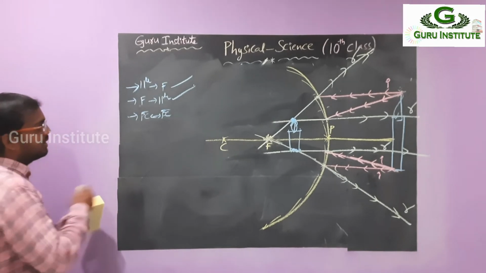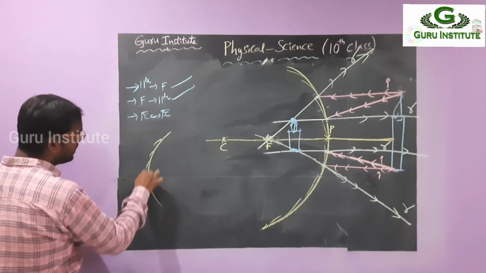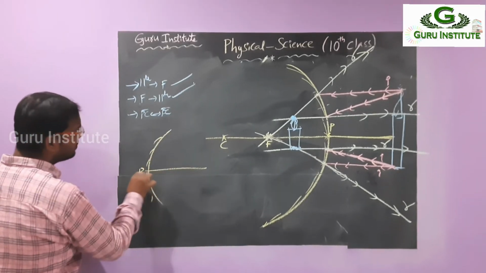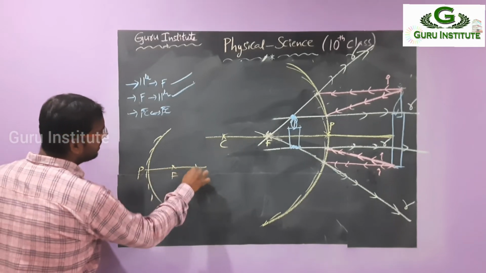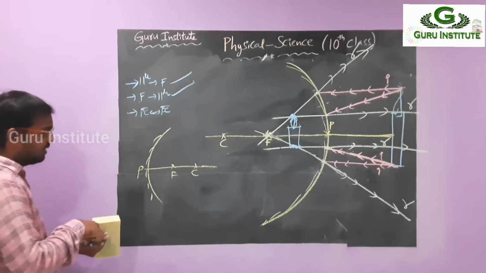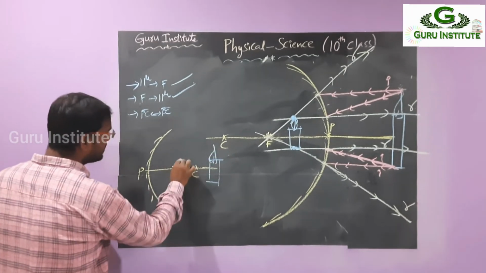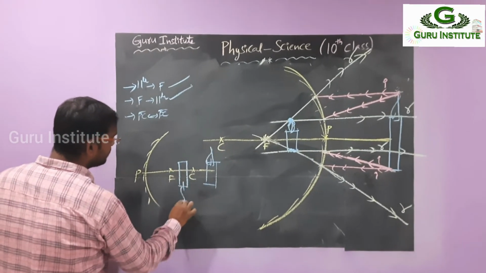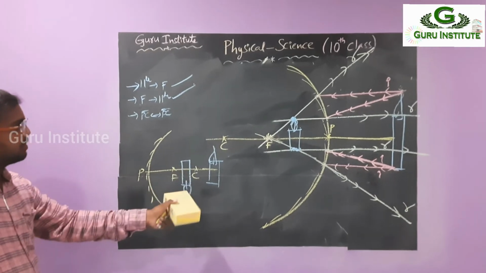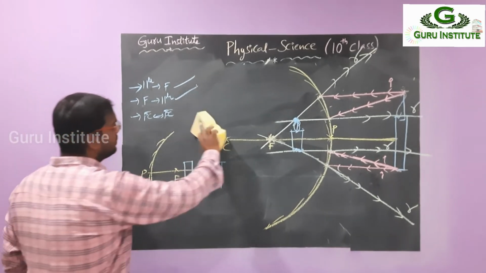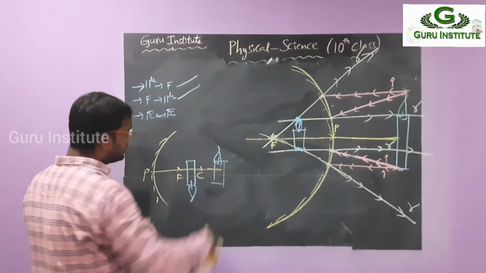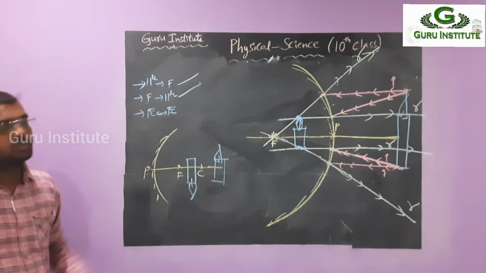I am drawing the rough diagram here. Concave. How do you get concave? This is the pole, focus, center of curvature. We are taking the candle here. How will you get the candle image? Here, right? Like this. Okay. This is about this one. Okay. So this is a convex. This is a concave. What do you observe from these two cases?